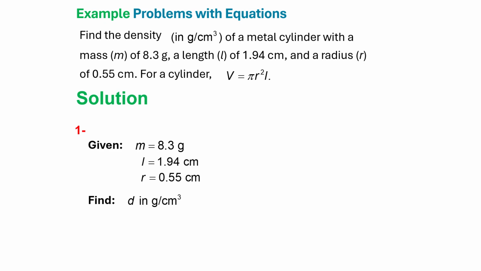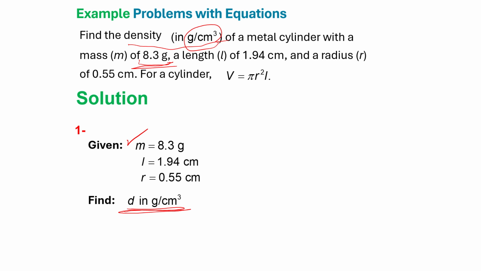It is asking you to find the density. Let me change the color. Find the density, and this is the unit. So as we have here, this is your find. And of a metal cylinder with a mass of, so this is one of the givens, mass in gram. We list it here.